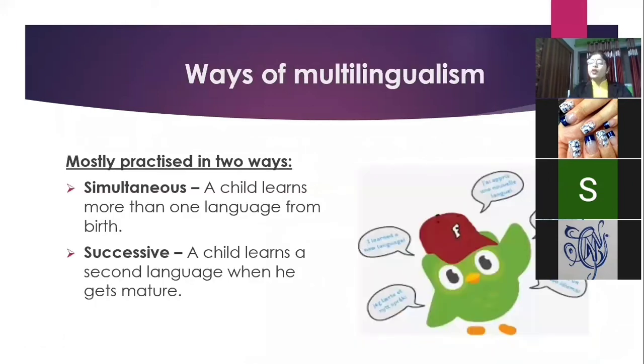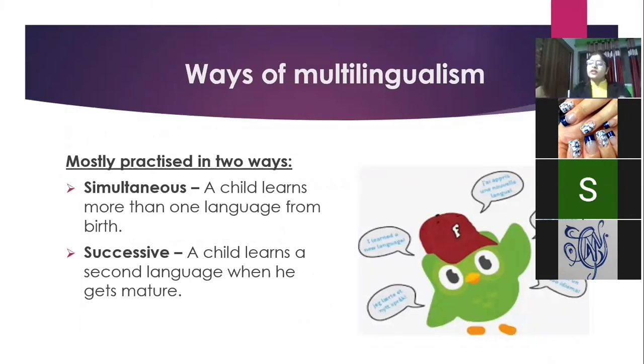Now, how can we acquire multilingualism? There are two ways in which we practice multilingualism. One is the simultaneous way, in which a person acquires another language, and the other one is the successive way. When we talk about the simultaneous way, a child is exposed to an environment.